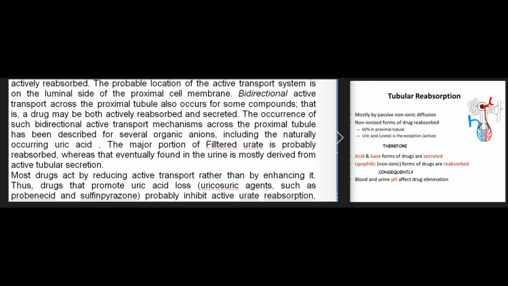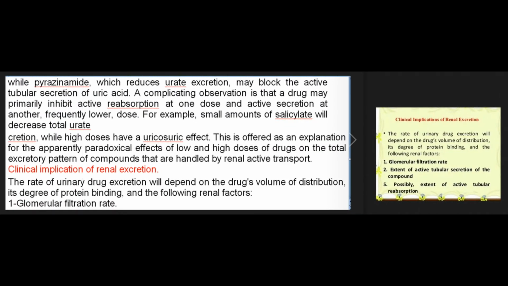Most drugs act by reducing active transport rather than by enhancing it. Thus, drugs that promote uric acid loss, uricosuric agents such as probenecid and sulfinpyrazone, probably inhibit active urate reabsorption, while pyrazinamide, which reduces urate excretion, may block the active tubular secretion of uric acid.